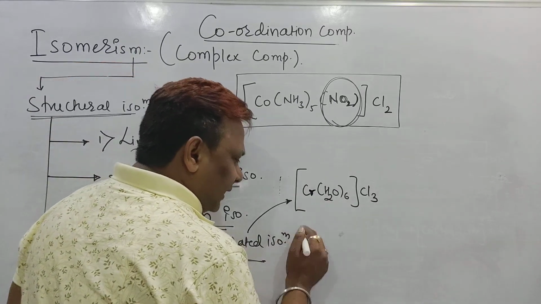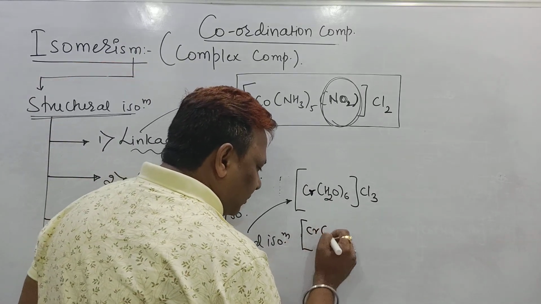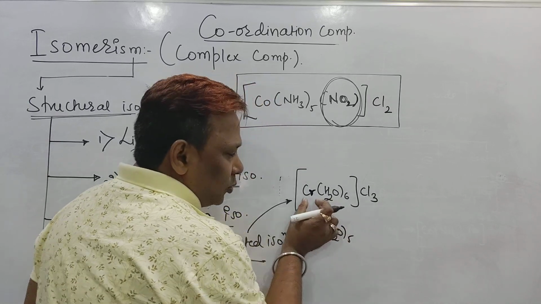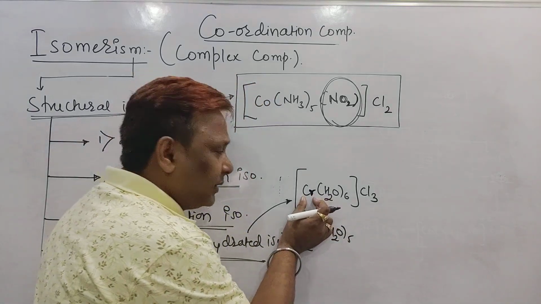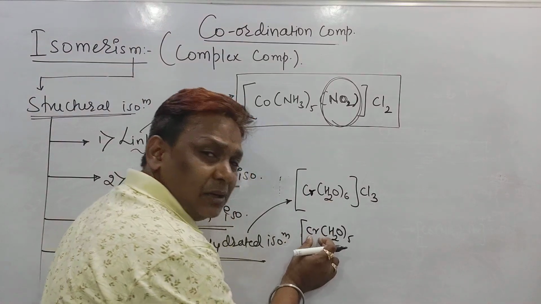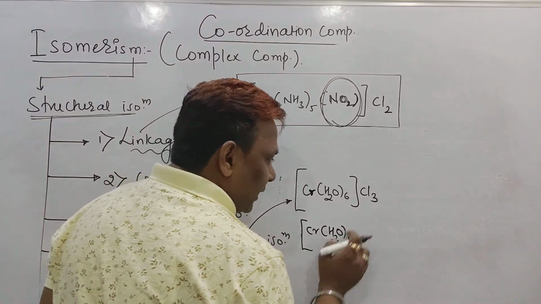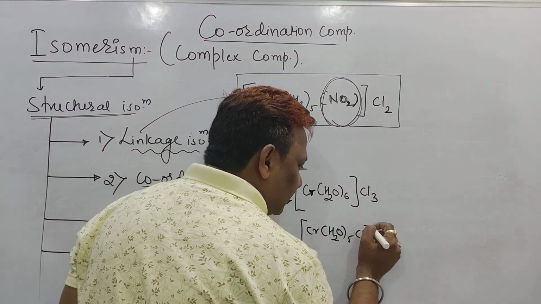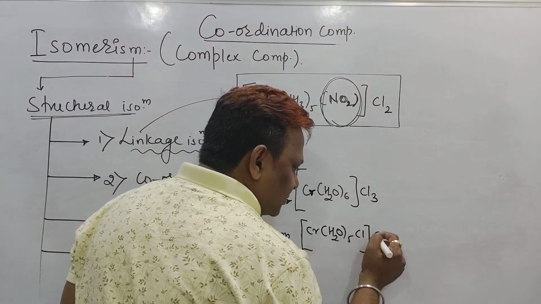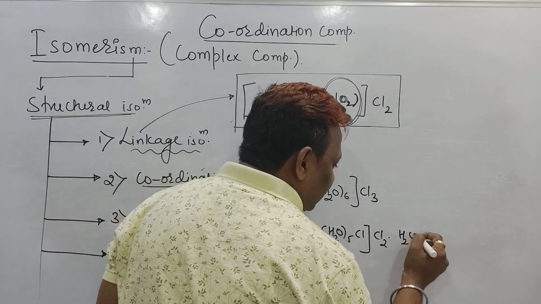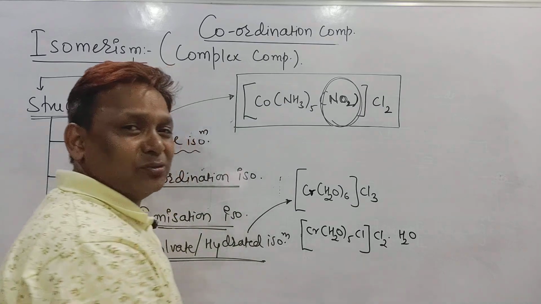Second one, what can we make? Central metal atom chromium, then instead of 6 water, I can write 5. What is the coordination number of the chromium here? 6. Now the coordination number of chromium becomes 5, but we have to maintain coordination number 6. So 1 chlorine is taken inside here. Out of 3, 1 is inside, which means 2 chlorine are outside. And out of 6 water, 1 water molecule went outside. This is called hydrate isomerism.